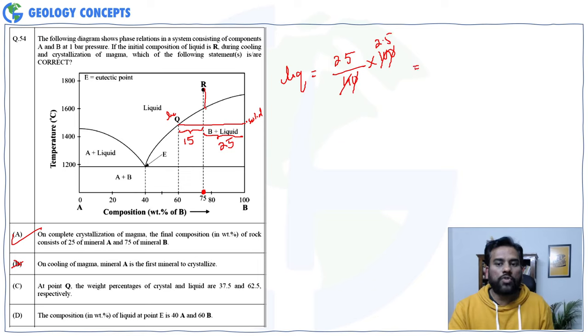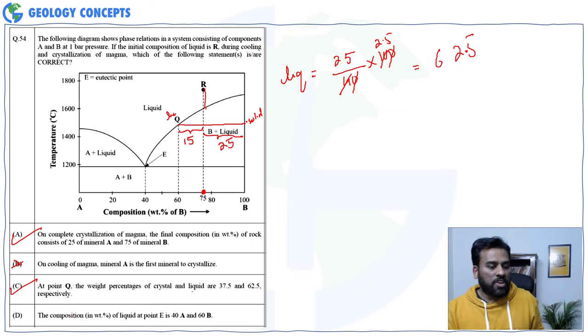This is 2.5. So 25 into 2.5 will be 62.5. So liquid will be 62.5, and 100 minus liquid will be crystal with 30%. So C is also correct. The composition in weight percent of liquid at point E.